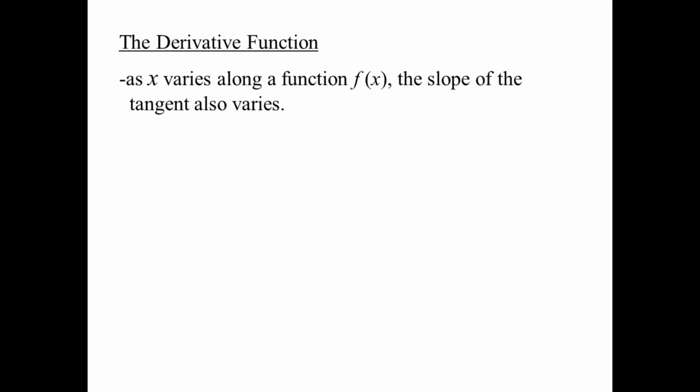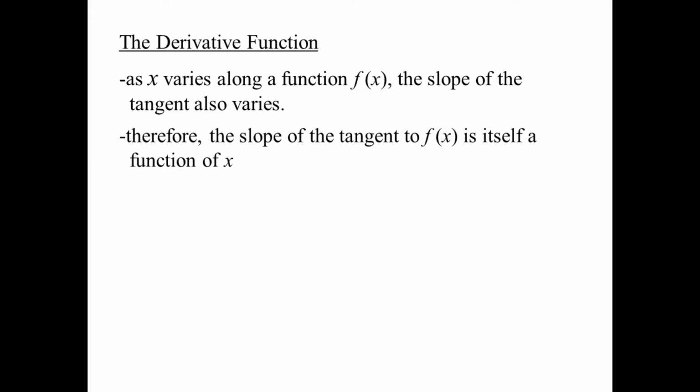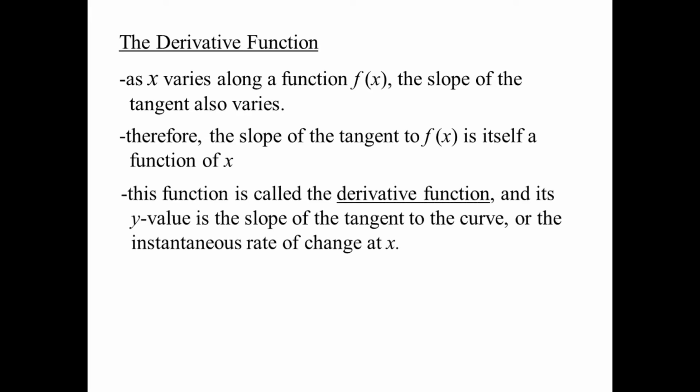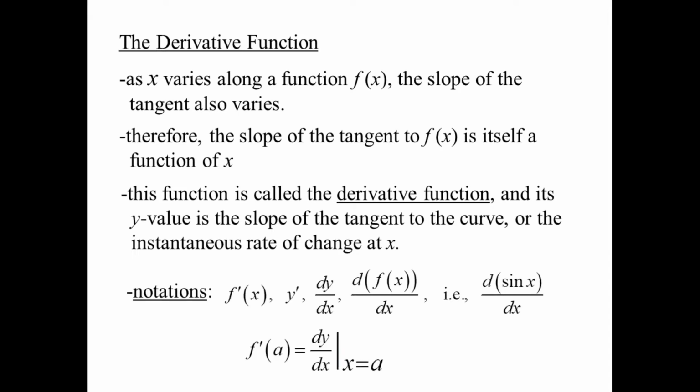The derivative function. As x varies along a function f of x, the slope of the tangent also varies. Therefore, the slope of the tangent to f of x is itself a function of x. This function is called the derivative function, and its y value is the slope of the tangent to the curve, or the instantaneous rate of change at x.